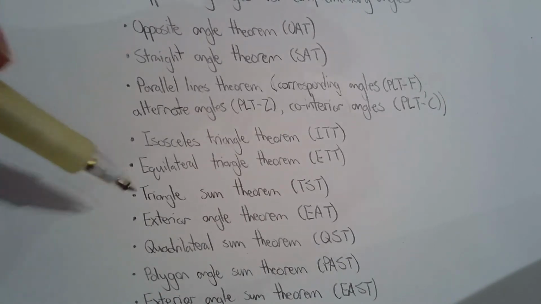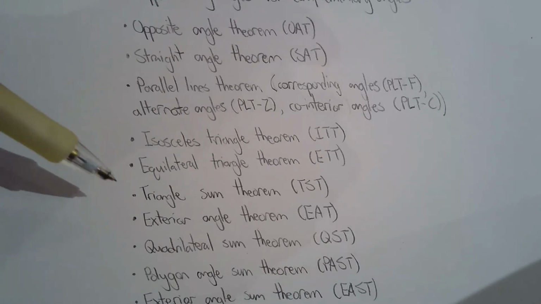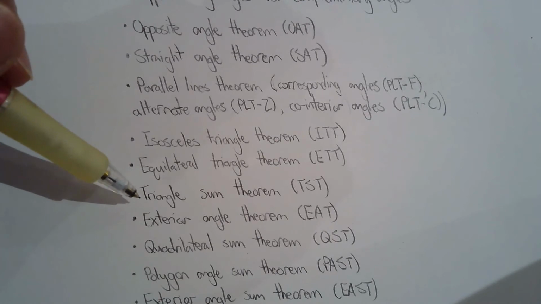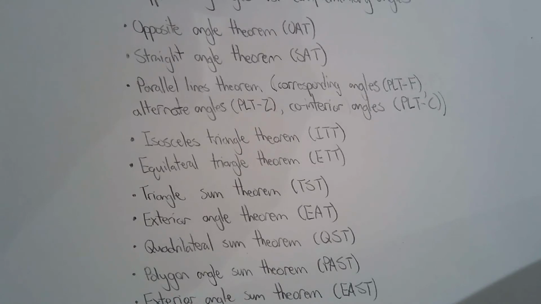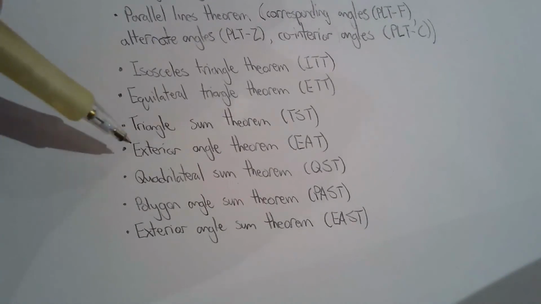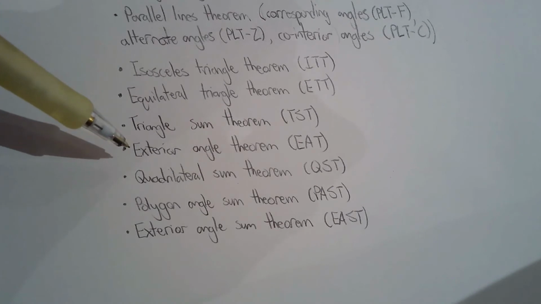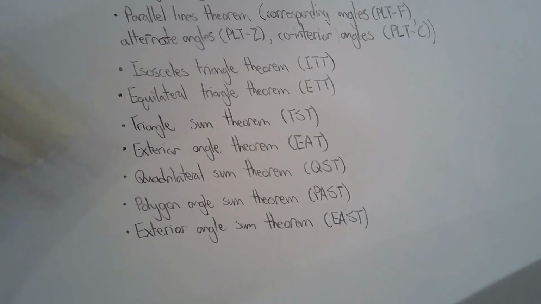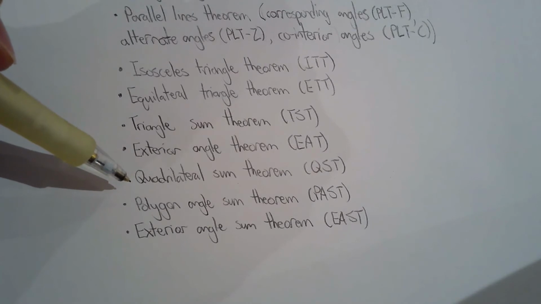Triangle sum theorem, we use this many times, and this is once again something you should have learned in elementary school. That theorem states that if you have a triangle, the interior angles of a triangle add up to 180 degrees. Exterior angle theorem. The exterior angle theorem states that the exterior angle of a triangle is equal to the sum of the two remote interior angles. The quadrilateral sum theorem states that the interior angles of a quadrilateral add up to 360 degrees.